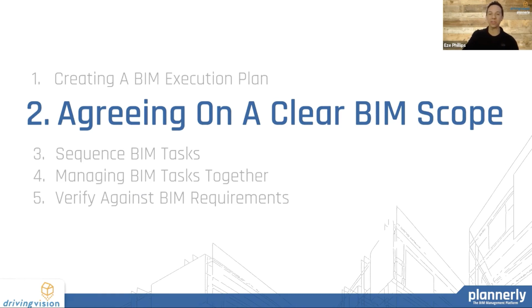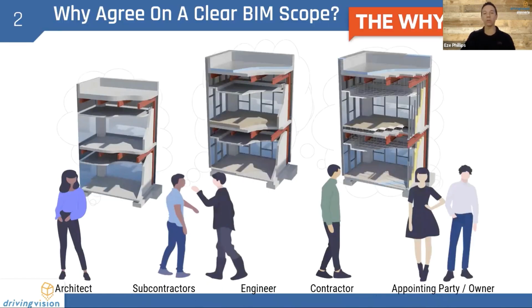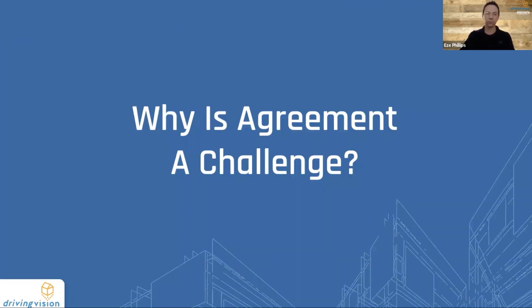And so moving on to the second point, let's talk about agreeing on a BIM scope for the BIM execution plan. Why do we need to agree on a BIM scope? Well, because everyone involved in the project, be they the architect, the engineer, or the trade manager, for example, everyone has their own idea on what their BIM would include. Yeah, getting everyone to agree is really difficult.